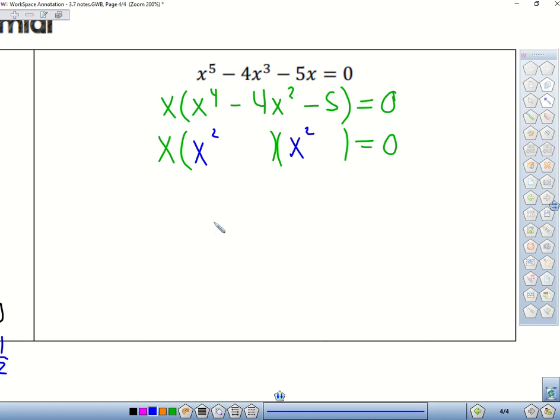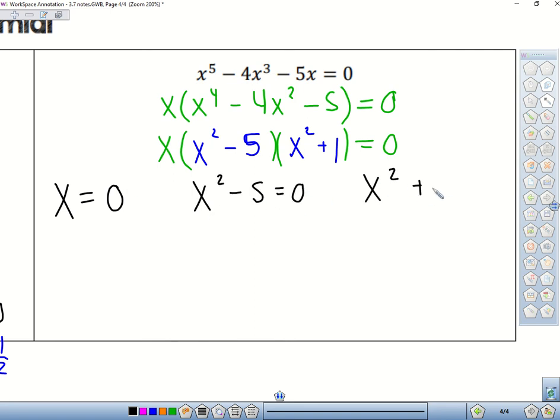And what are factors of negative 5 that add up to negative 4? Good. Negative 5 and positive 1, right? And then what do I have to do with all of these? Set them equal to 0. And then I just solve.